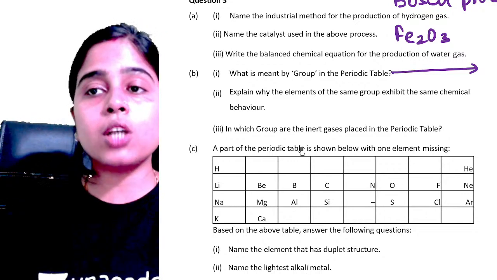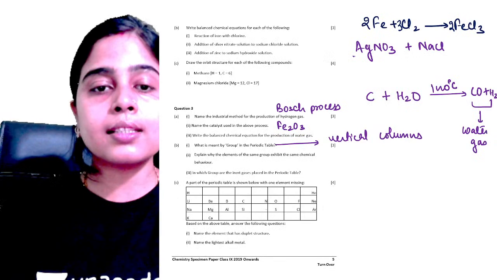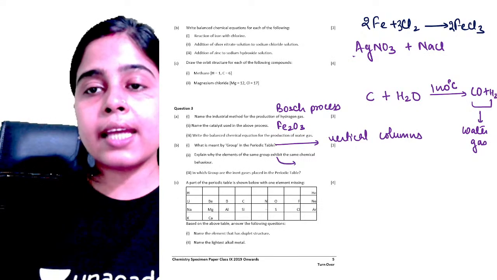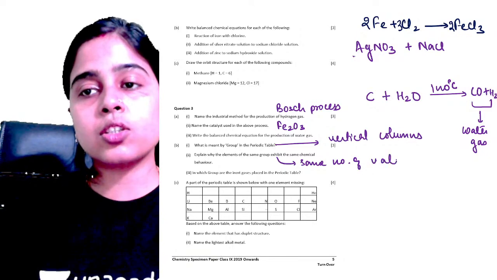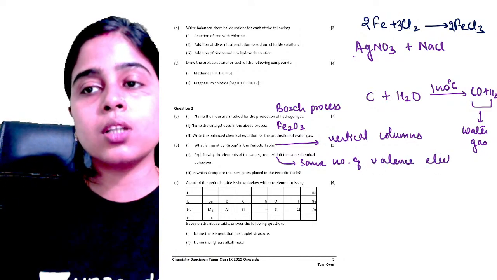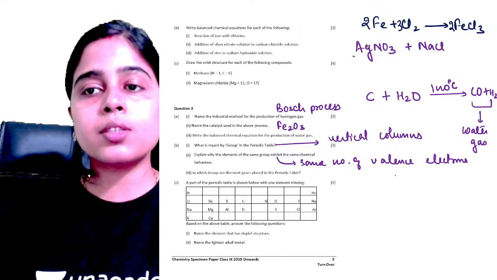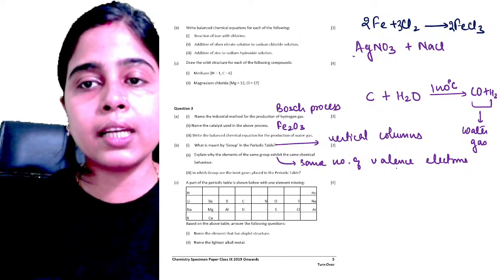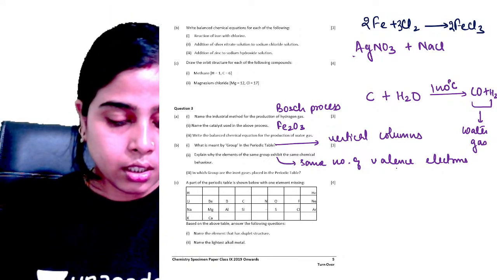Yes, it's because of the same valence electrons. Elements in the same group have the same number of valence electrons, and these valence electrons are the ones responsible for the chemical properties exhibited by the elements. So due to the same number of valence electrons, elements in the same group will exhibit similar chemical behavior.